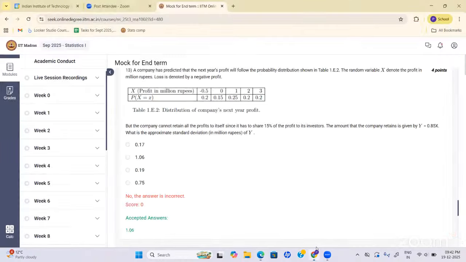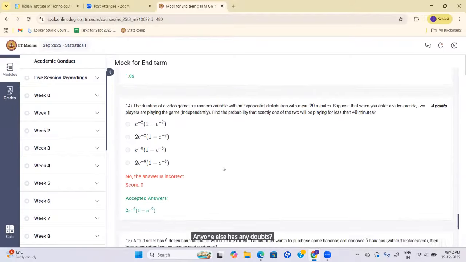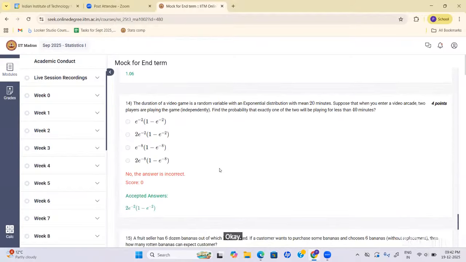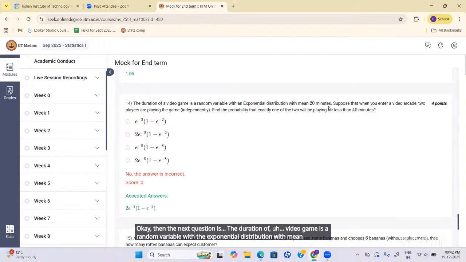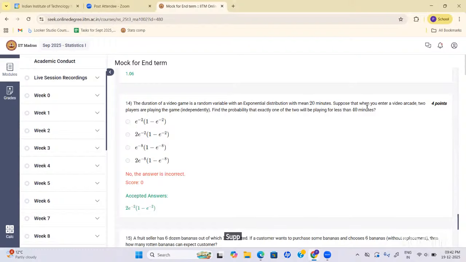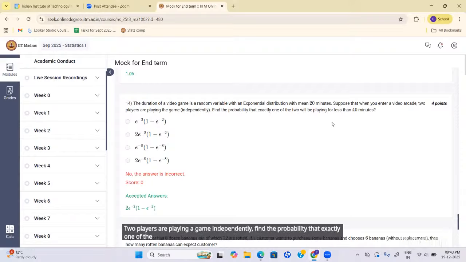Anyone else has any doubts? Okay, then the next question is: the duration of a video game is a random variable with the exponential distribution with mean 20 minutes. Suppose that when you enter a video arcade, two players are playing the game independently. Find the probability that exactly one of the two will be playing for less than 40 minutes.